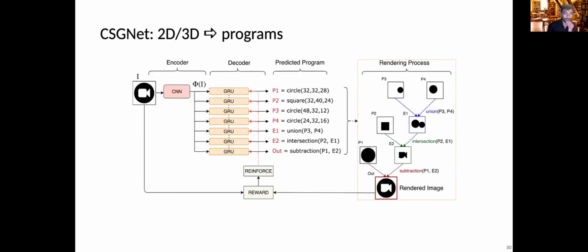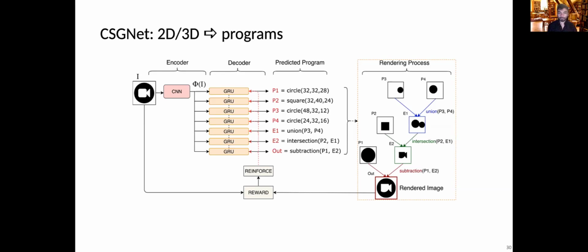Okay. So again, in pictures, we have a CNN that encodes the image and a recurrent model that spits out a program instruction in each time step till you reach a stop symbol. You have a CSG engine that compiles the program, produces the shape, and then you train it using REINFORCE.